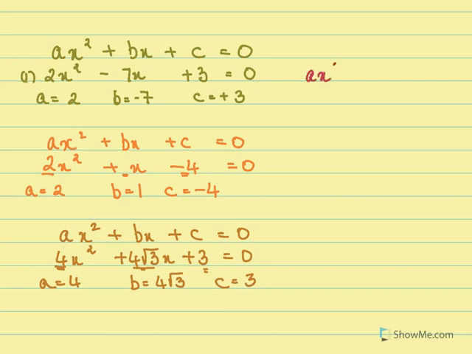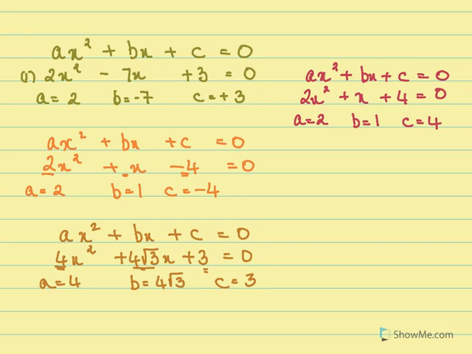For the next, ax square plus bx plus c equal to 0, general equation. And if I were to compare it with this one, I would say my a equal to 2, b equal to 1, c equal to 4. This is one thing you need to know.